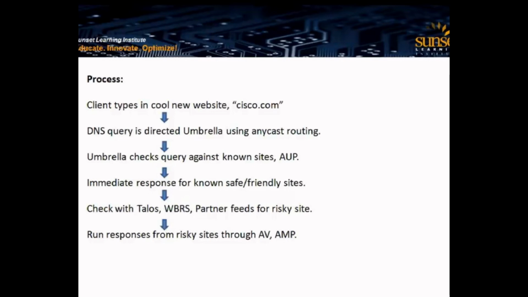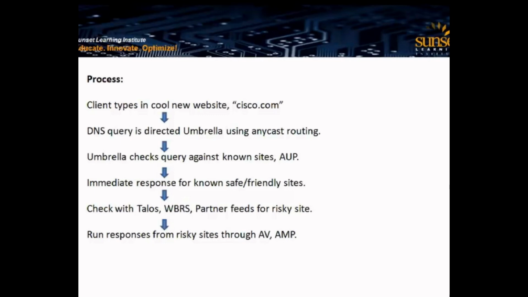So your overall process, from your client's perspective, they don't see a difference. They type in a cool website, Cisco.com. They've never been there before. Their friend told them about this cool website. Goes through Umbrella, not just going out to any other public DNS server, not Google, not 8.8.8.8. We reference Umbrella. And the cool thing here, it uses Anycast routing.